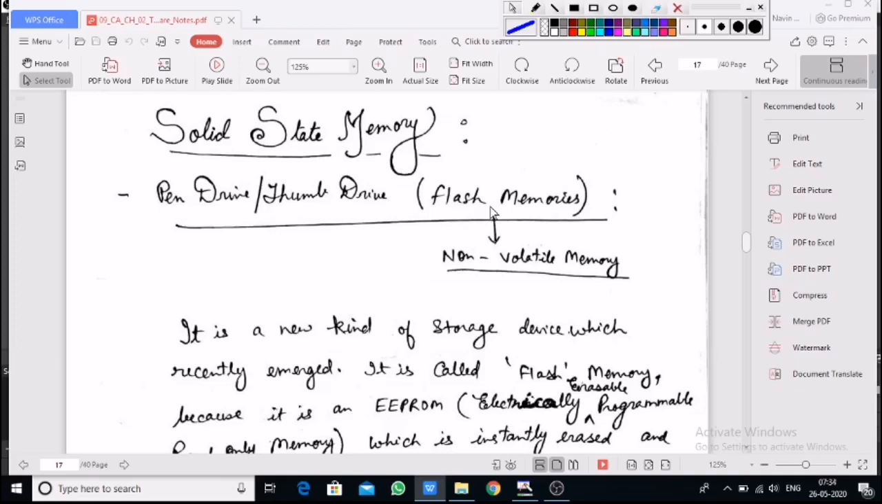We can write the data as fast as possible, like lightning speed. We can erase the data and again rewrite the data at lightning speed. That is why it is known as flash memory, which is non-volatile by nature, meaning when we switch off a computer, the data will not be erased.